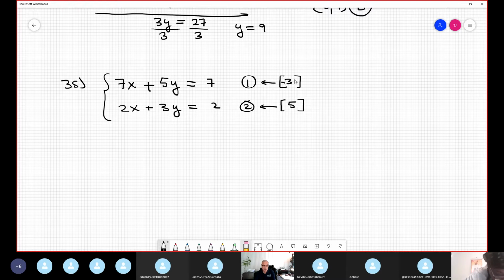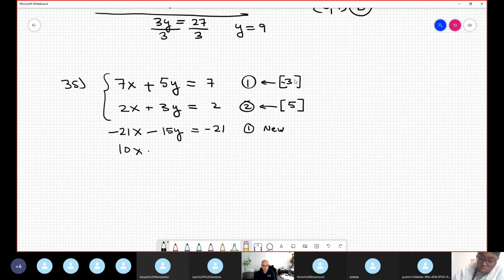When you multiply negative 3 times 7, it is negative 21x. When you multiply negative 3 times positive 5, it is negative 15y. And when you multiply negative 3 times 7, it is negative 21. Everything becomes negative. Okay, this is my new equation 1 after the multiplication. When you multiply equation 2 by 5, we have 10x plus 15y equal 10. And this is my equation 2.